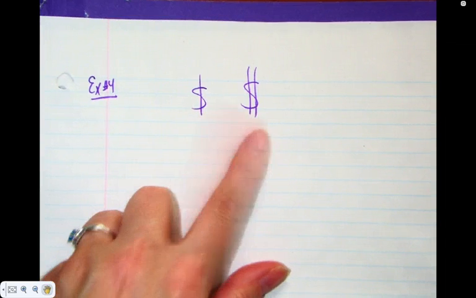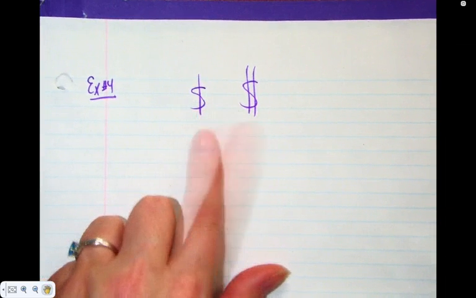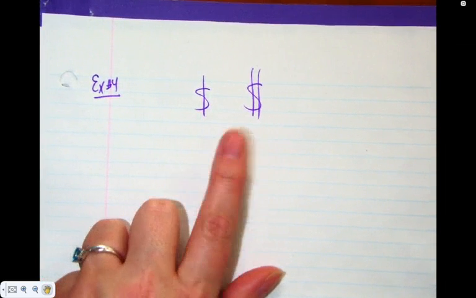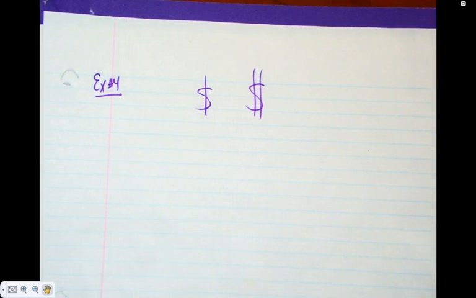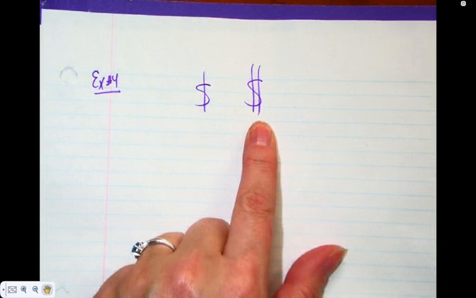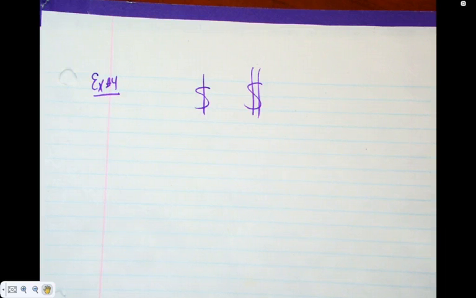No, because we as Canadians see both of these. What's the difference between them? Which one is American? This one is American. And I know, did you know that? No, you didn't know that.